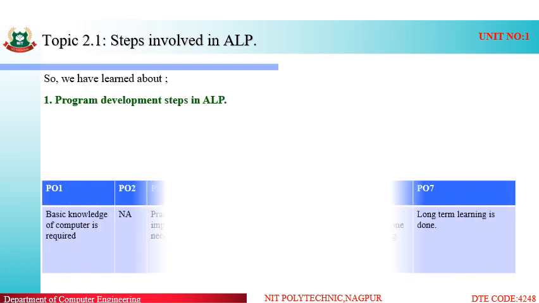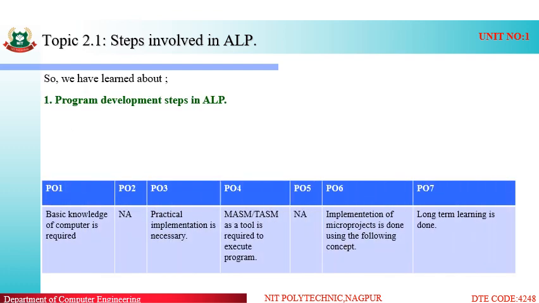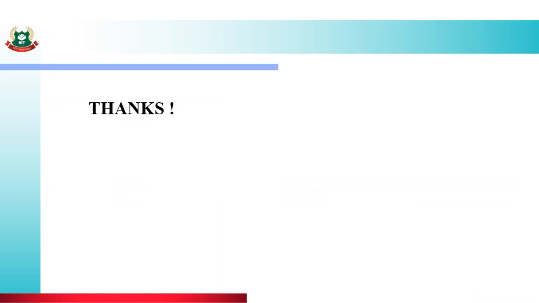So we have learned today about the different program development steps, and also what is algorithm and flowchart.